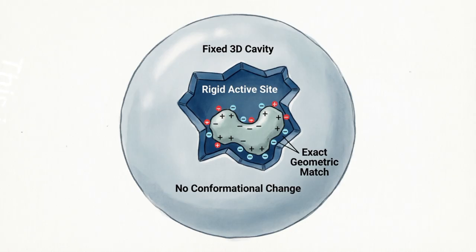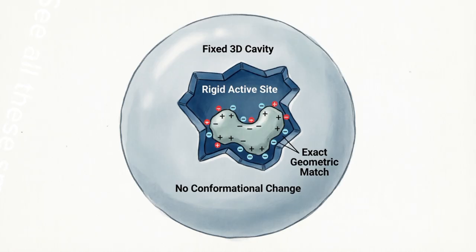This is crucial. The enzyme has a three-dimensional pocket or cavity that is preformed and fixed in shape. It doesn't change or flex. It's rigid and permanent. Now look at this dark blue star-shaped structure in the center. This is labeled as the rigid active site. The dark blue color helps us distinguish this special region from the rest of the enzyme.